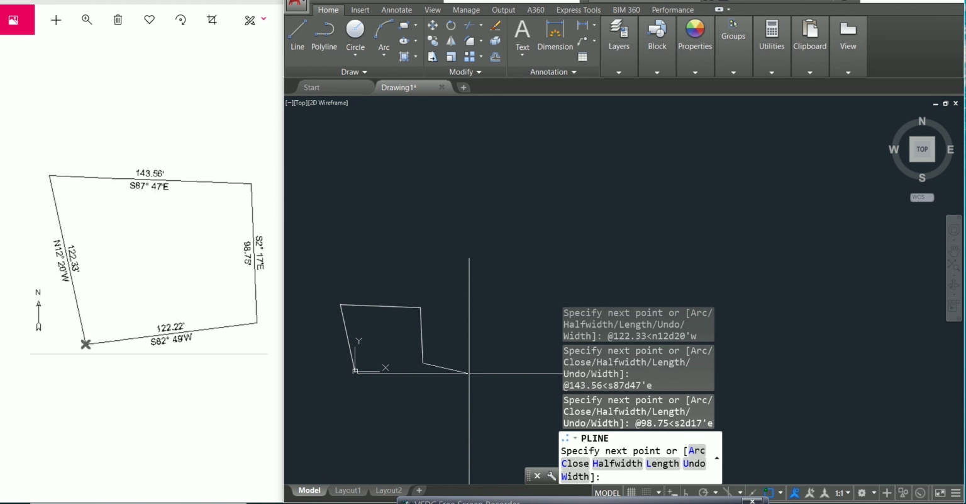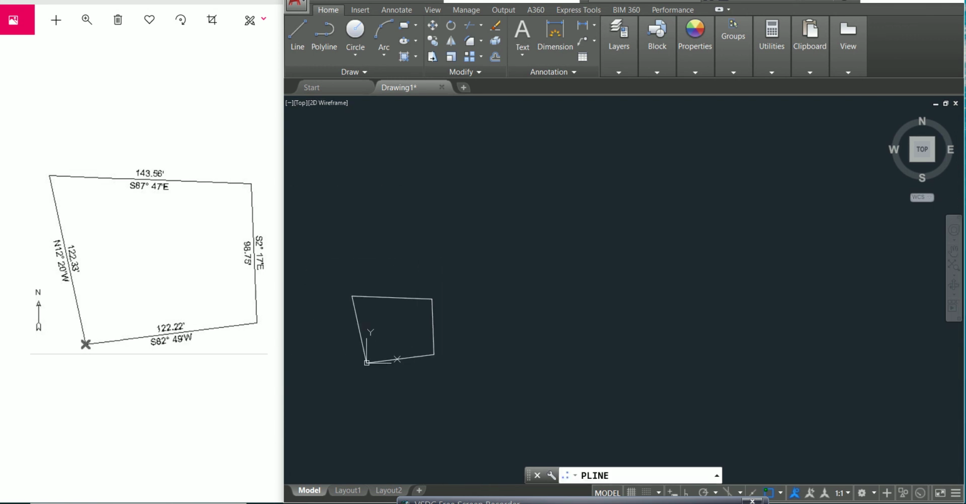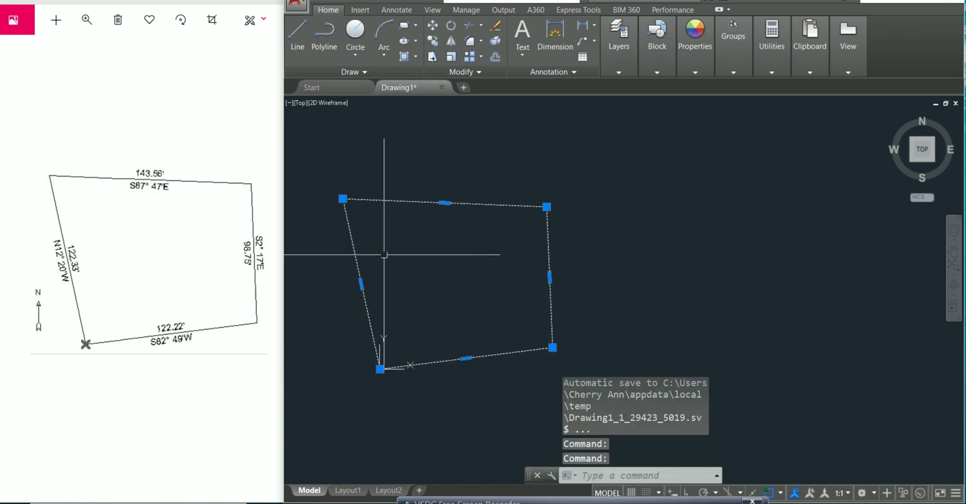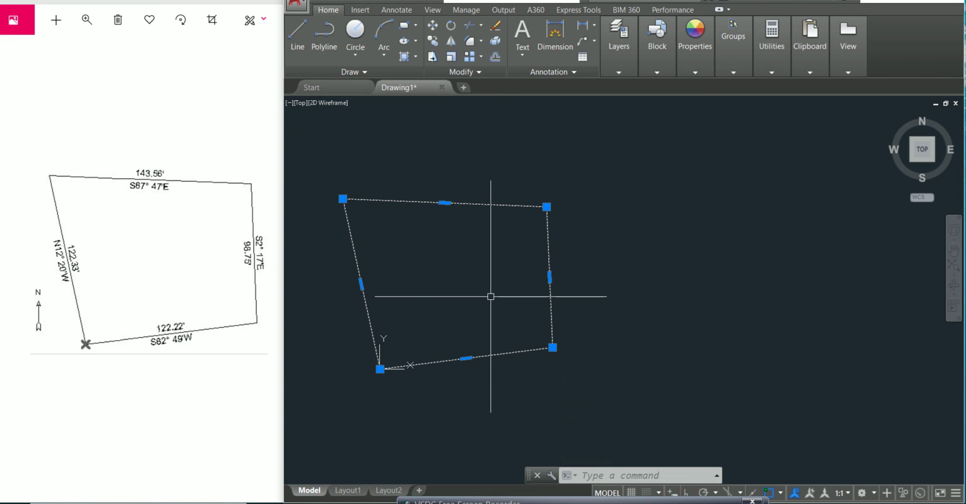Okay? So, again, yung 4 to 5 na point. 2.1. Okay, 2.1. So, 2.22 south, 82 degrees, 49 minutes west. So, ayan na siya. Nag-lock na siya, naging close siya kasi tama yung ating ginawa.